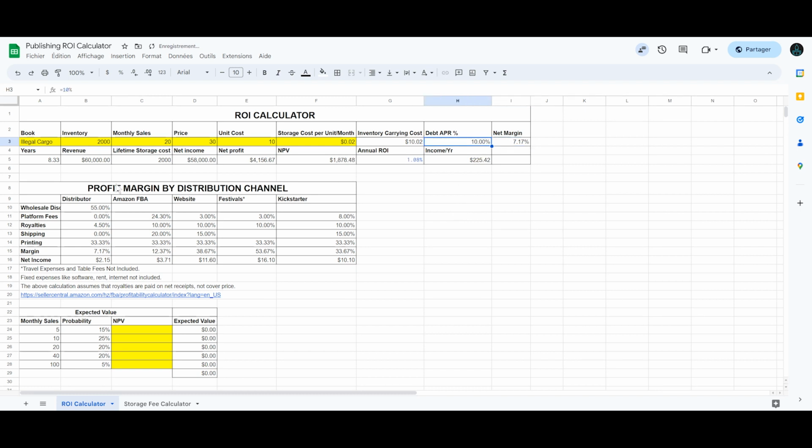And it'll tell you how long it's going to take to sell the inventory, what your total lifetime storage cost is based on this storage cost per unit, and give you a net profit here, a net present value, which again takes into account the cost of borrowing and the time that it takes.